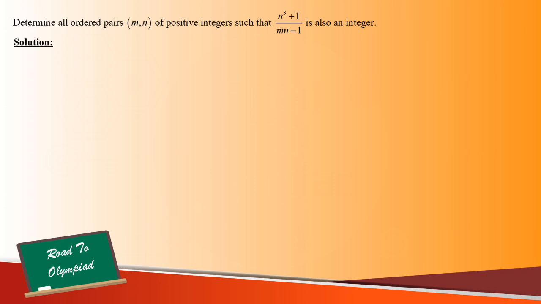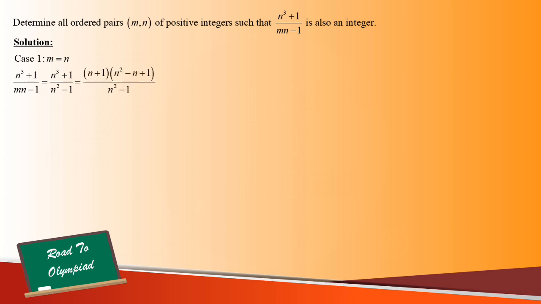To solve this problem, we start by considering two cases. Case 1: m is equal to n. Then the fraction (n^3 + 1)/(mn - 1) is simply equal to (n^3 + 1)/(n^2 - 1).